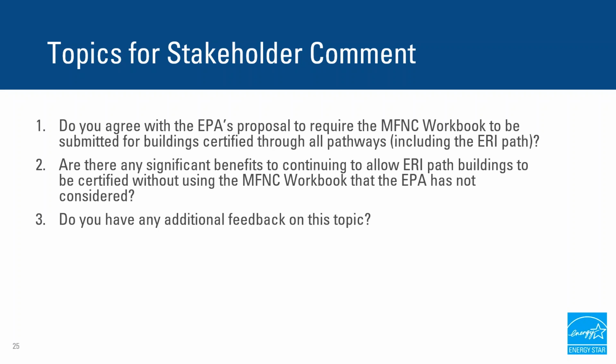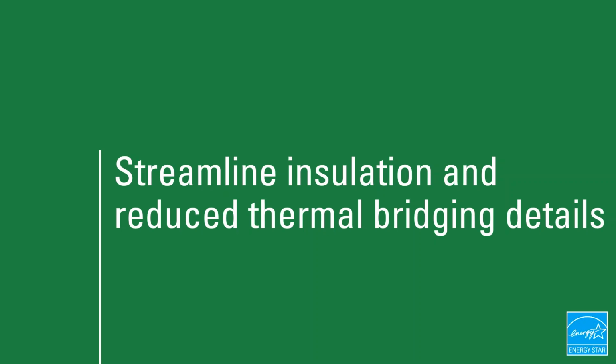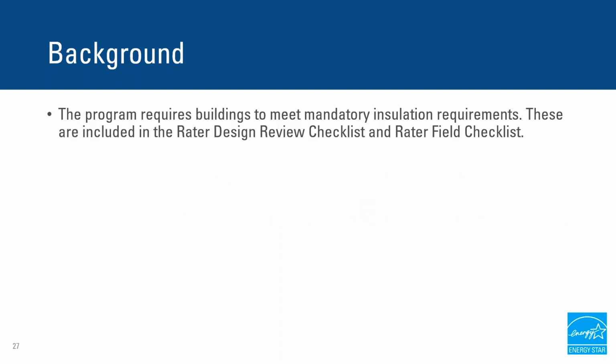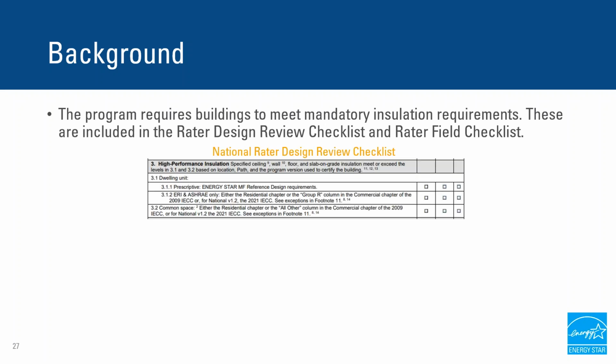Okay, so we made it through 2 of our proposals, and we're on to the 3rd, which is to streamline insulation and reduce thermal bridging details. The program currently requires buildings to meet mandatory requirements, and these are included on both the Rater Design Review Checklist and Rater Field Checklist. So here's what they look like on the Rater Design Review Checklist.